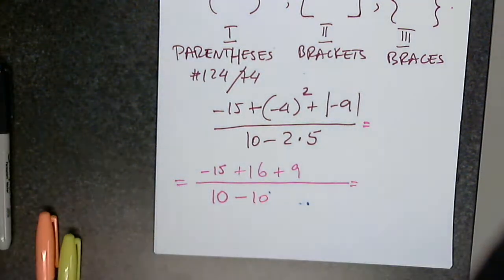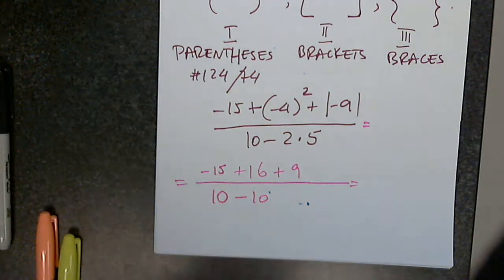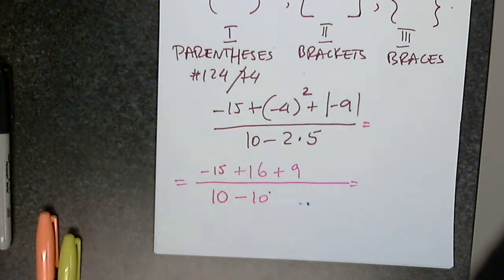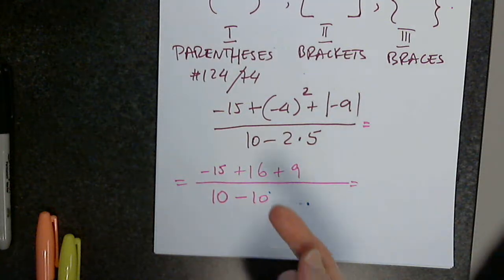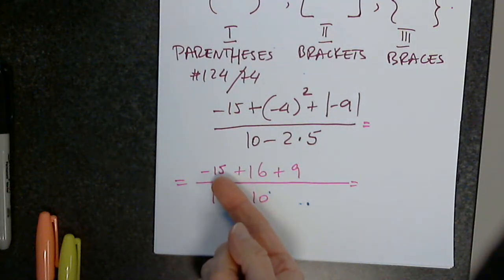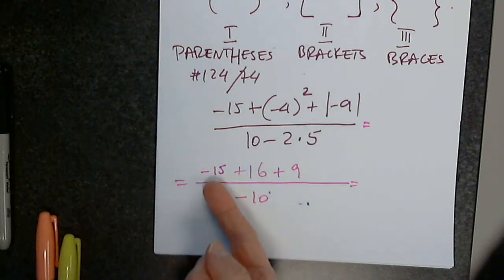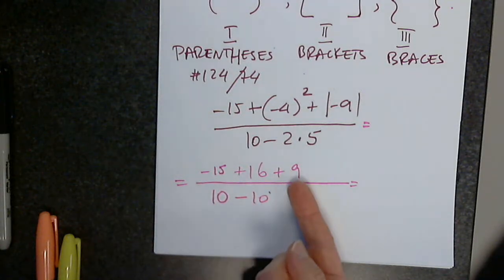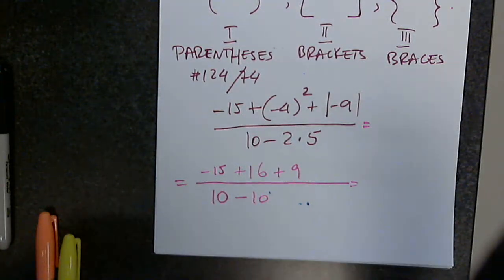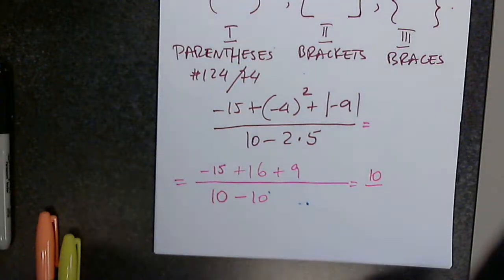Let's go back to the top. Remember, I'm down to addition and subtraction. I dictate. I do what I want. So here's what I want to do. I want to do 16 minus 15. Careful, 16 minus 15 is 16 minus, oh, right, 1 plus 9 is 10. 10. And the denominator is 0.